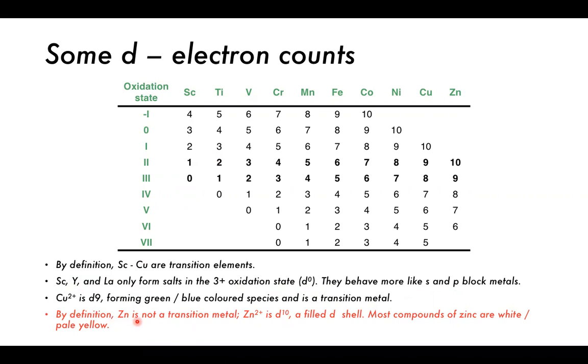By definition, zinc is not a transition metal. Zinc 2+ is d10, which is a filled d shell, and so most compounds of zinc are white or a very pale yellow. This is because, as we'll see later in the next module, module 4, about the electronic structure, and how the colors of transition metals arise. So you can see here that zinc 2+ has 10 d electrons, which means that it has a full valence, which means it is not really a transition metal. You can see some others, like copper 1, also has a full d shell.